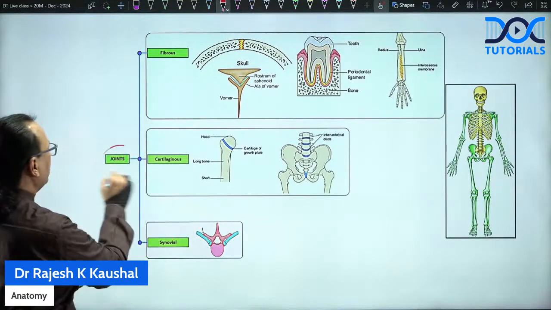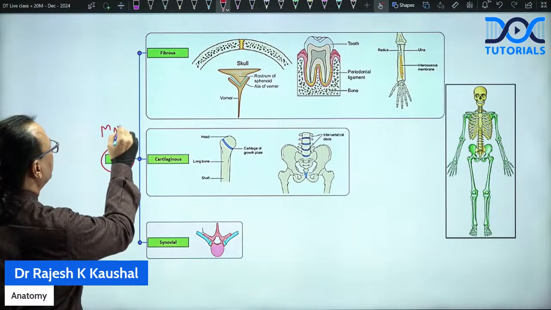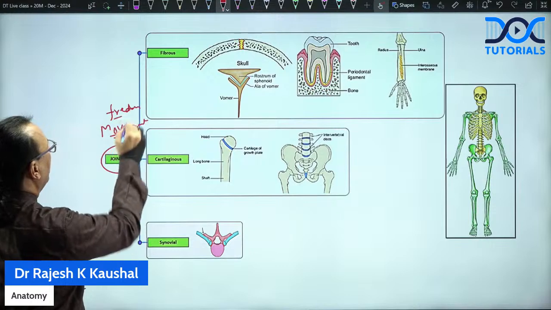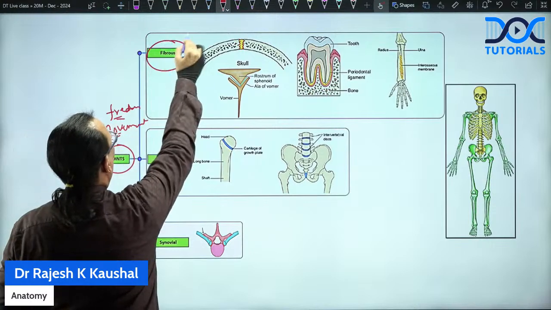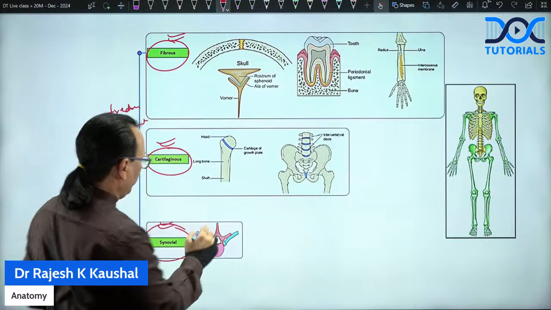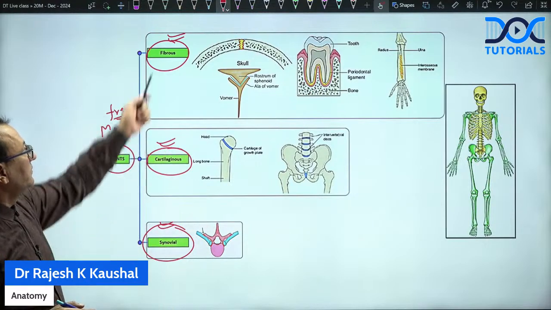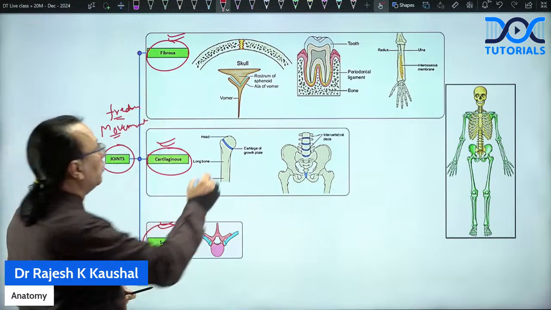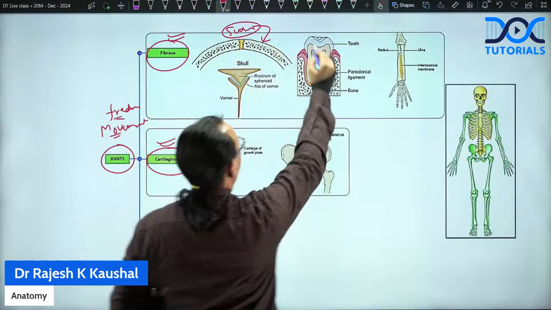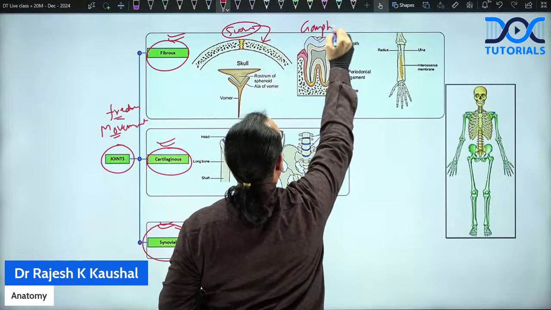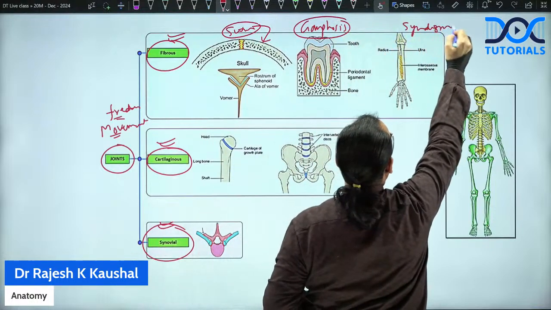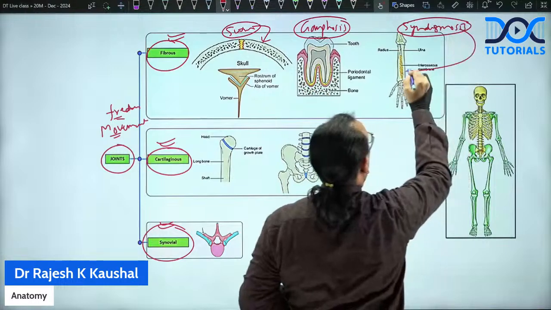You can quickly revise your joints classification. So, joint classification based upon the freedom of movement, how much movement is available. Fibrous joints are almost immobile. Cartilaginous, slightly mobile. Synovial, freely mobile. And when you say fibrous, there are three types. One is the sutures, which can be seen in the skull. The other is gomphosis, like tooth and socket. And this is the syndesmosis we were talking about, like the middle radio-ulnar joint.